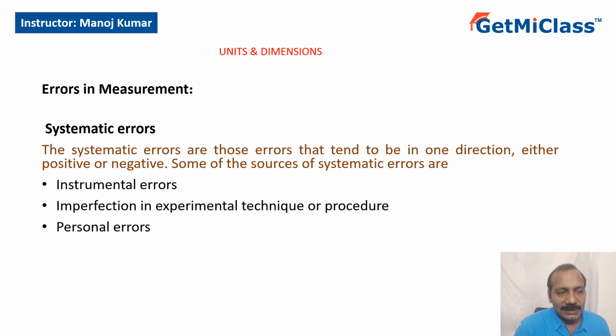Personal errors. Personal errors are errors made by the persons, like when they're checking, overlooking some values or not looking for parallax error, and all those things which are within the control of the person. So grossly, systematic errors arise due to imperfection in instruments or measuring techniques or improper way of taking the measurement. So these are the things which give rise to systematic errors.